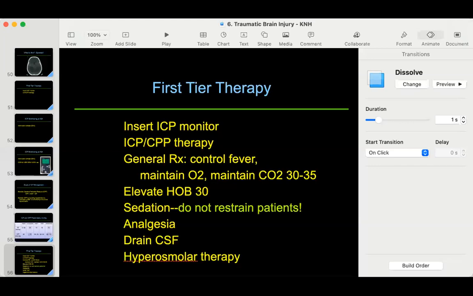Initially, you can even give olanzapine 10 milligrams twice a day, or sometimes even haloperidol, but then you transition the care to a psychiatrist to help with the management.